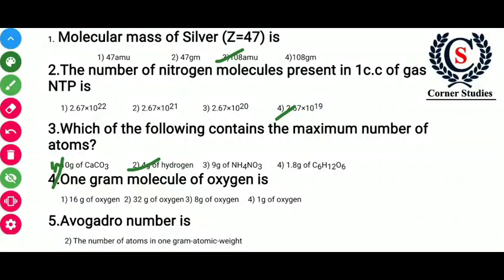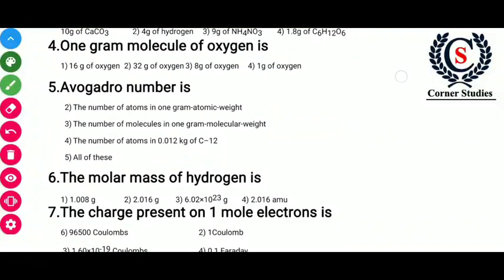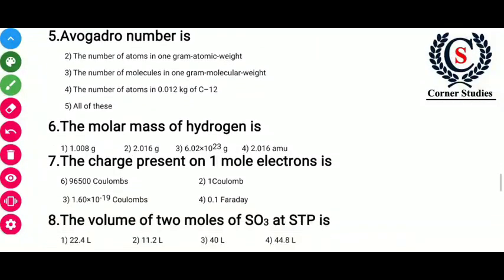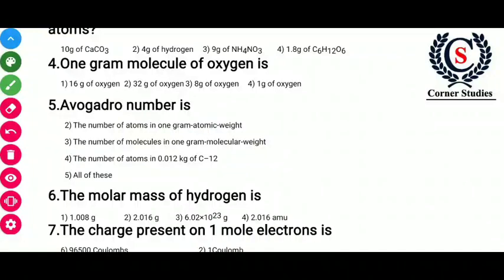Next question. 1 gram molecule of oxygen is equal to what? 16 gram of oxygen, 32 gram of oxygen, 8 grams of oxygen, or 1 gram of oxygen. What is our answer? 32 gram of oxygen. Next question, Avogadro number means what? The number of atoms in 1 gram atomic weight, the number of molecules in 1 gram molecular weight, the number of atoms in 0.012 kg of C12, and all of these. What is the answer? All of these.